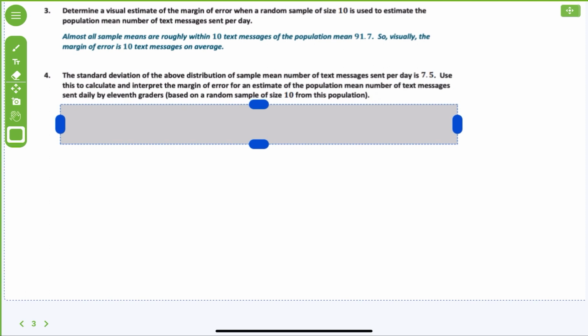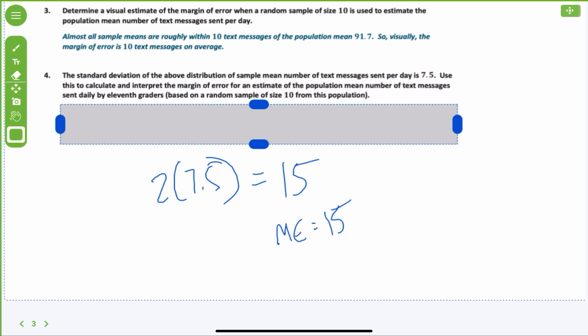The standard deviation of the above distribution of the sample mean number of text messages sent per day is 7.5. Use this to calculate and interpret the margin of error for an estimate of the population mean number of text messages sent daily by 11th graders based on a random sample size of 10. Okay, so all we have to do is take that and say 2 times 7.5. Well, that's 15. So they're saying that the margin of error is 15.